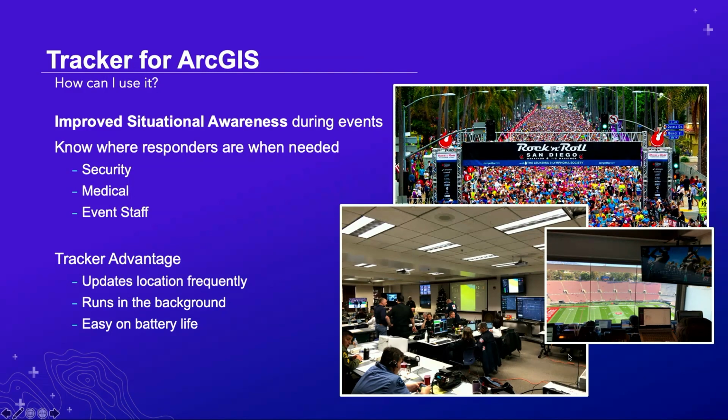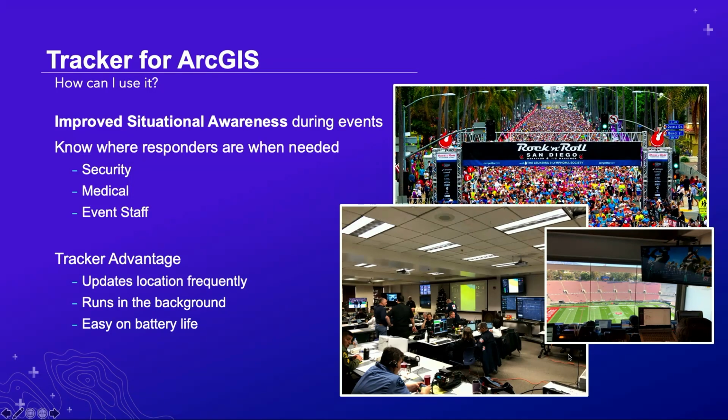That information about their last known location is being broadcast through the Tracker mobile application and updated frequently to the server where you can have a real-time dashboard that's showing the updated location of every person. And that really helps you in an emergency response context when you have medical or security staff that need to be dispatched based upon their location to an incident that's occurring.